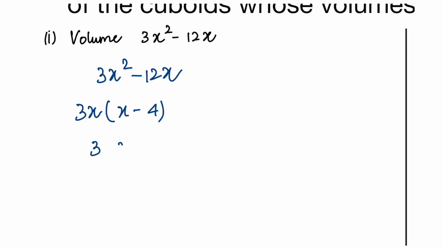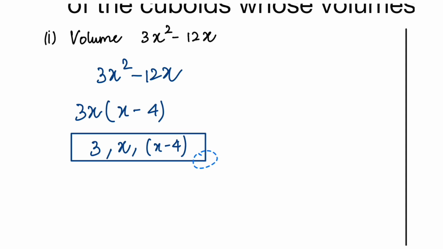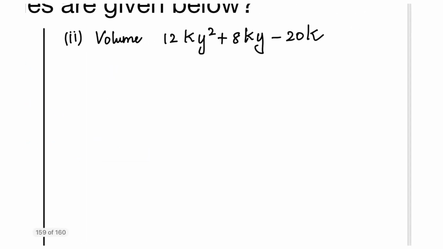So it can be written as 3, x, and x minus 4, right? 3 into x into x minus 4. So these three are factors of this polynomial, and hence these can be possible values of length, breadth, and height for this question. Okay, nice and easy, quick, easier to solve because that was an easy polynomial.